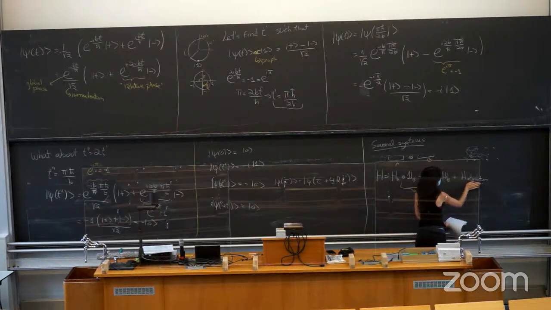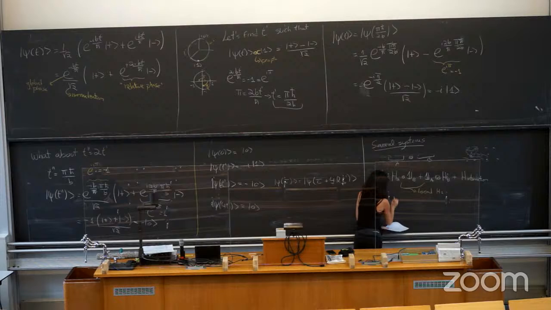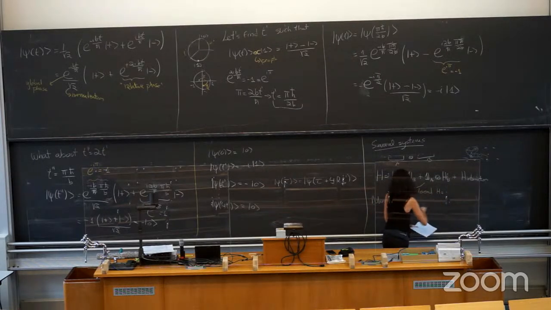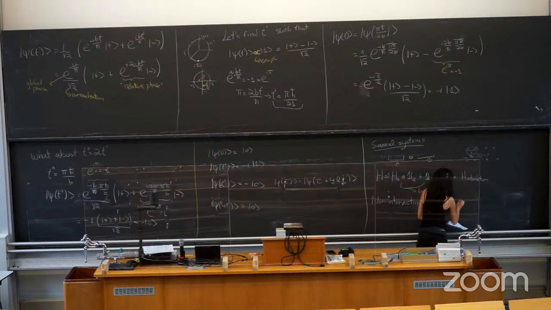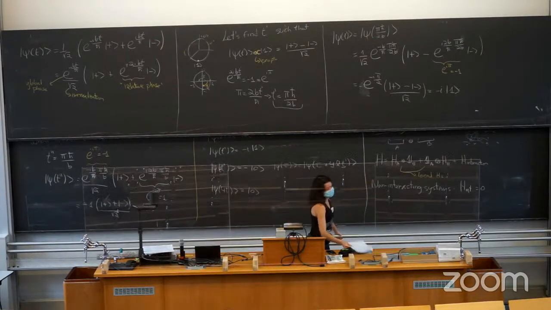When this is zero. And I'll give you a hint of what happens if this is smaller than the other two. So, non-interacting systems. That's when H interaction is zero. And in this case, we'll see.